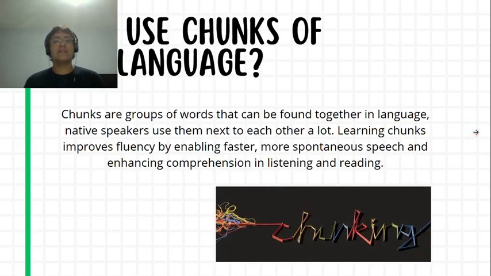In this method, we are going to find chunks. And what are chunks? Well, chunks are groups of words that can be found together in language. Native speakers use them next to each other a lot. Learning chunks improves fluency by enabling faster, more spontaneous speech and enhancing comprehension in listening and reading.